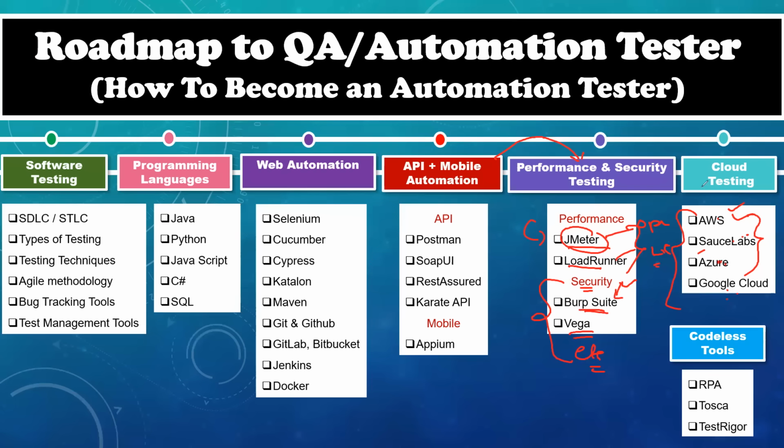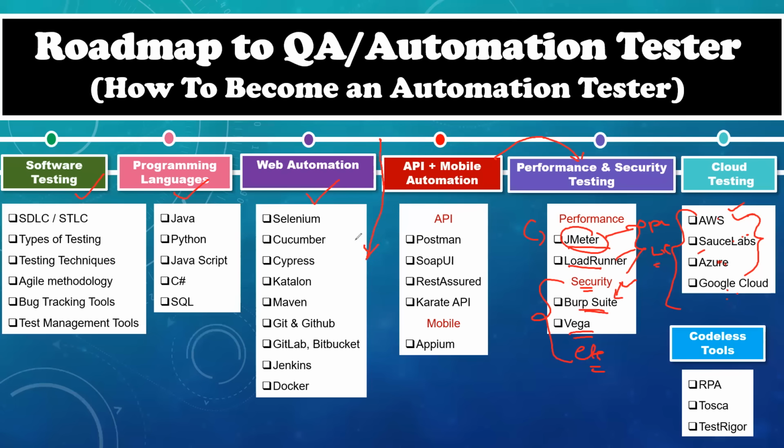So these are all automation tools. At different levels, you have to learn different things. Initially, you can start with software testing, and after that, you can learn some programming language. After that, first focus on web automation testing. Up to here, you are eligible to be an automation tester, and you can apply for jobs.